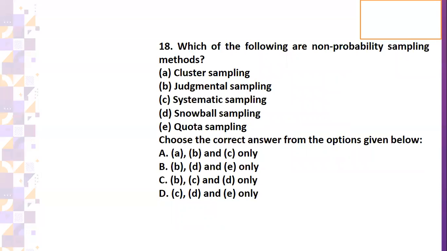You can do it in an easier way. One option which is the odd man out, you can select, and then you can go with the right answer. So the right answer will be option B, because cluster and systematic are not part of non-probability sampling, they are probability sampling. So you get judgmental, snowball, and quota sampling.